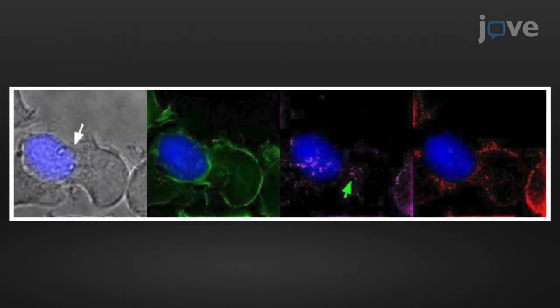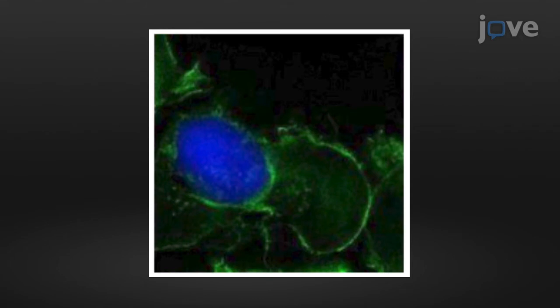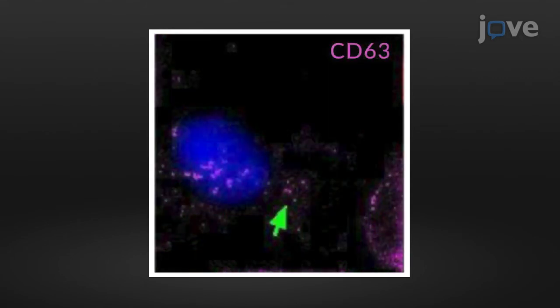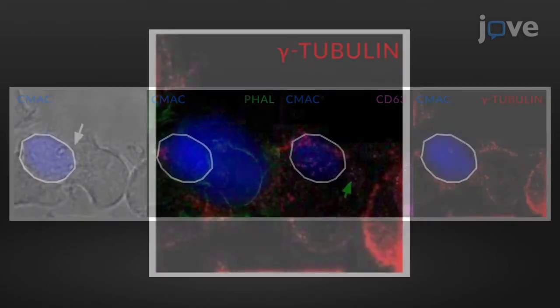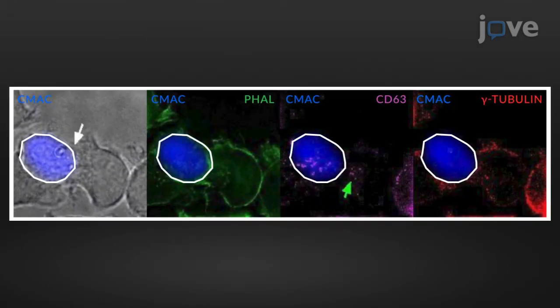A representative Z-stack of a fixed immunological synapse conjugate is shown here. Immunofluorescence is performed using phalloidin to visualize the F-actin, anti-CD63 to visualize the MVB, and anti-gamma tubulin to visualize MTOC, while cell tracker blue labeled the Raji cells.